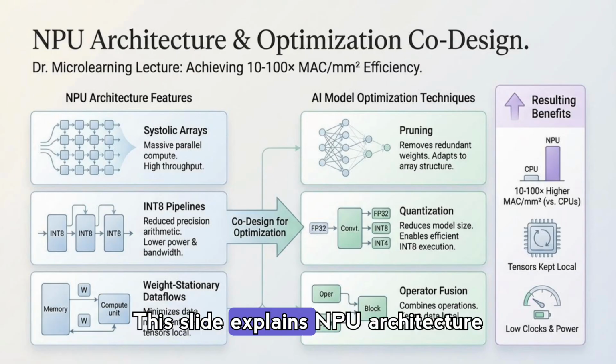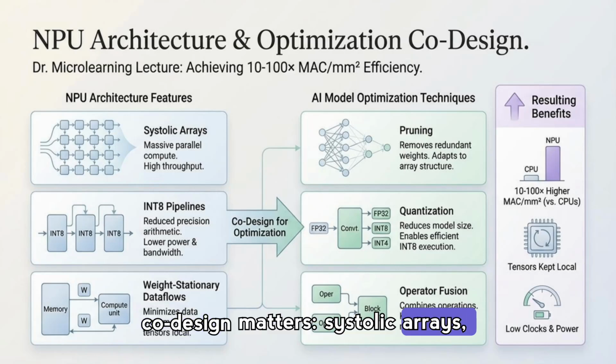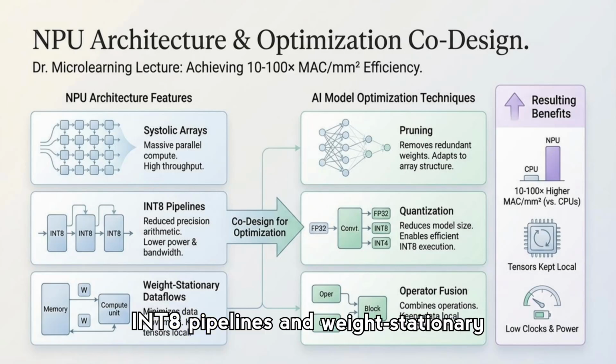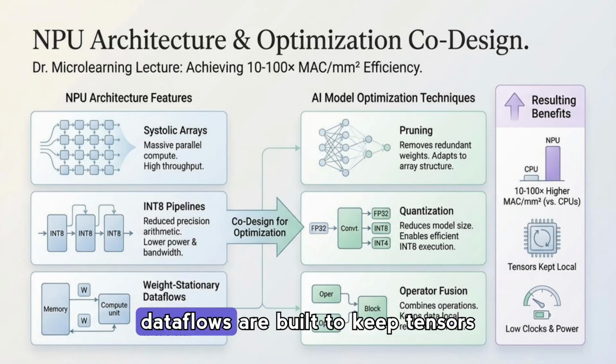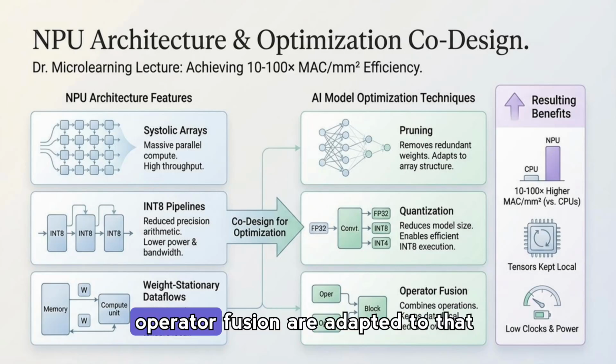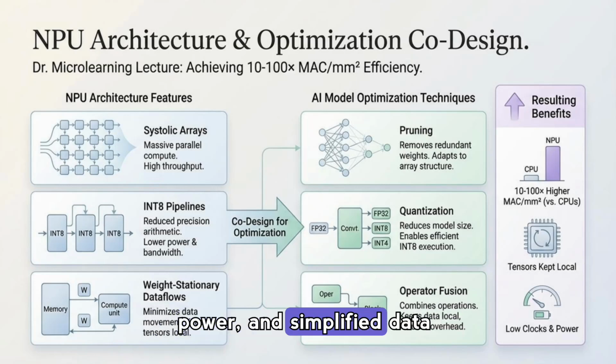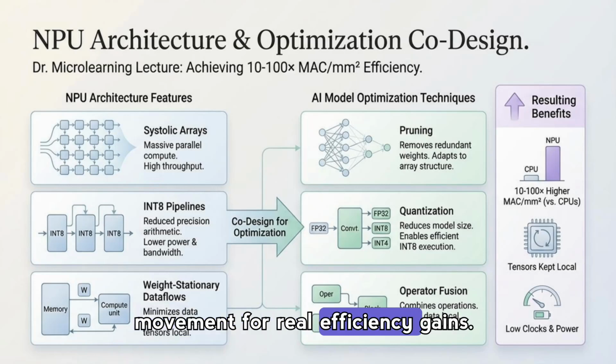This slide explains NPU architecture and why hardware-software co-design matters. Systolic arrays, INT8 pipelines, and weight stationary data flows are built to keep tensors local and maximize parallel compute, while model techniques like pruning, quantization, and operator fusion are adapted to that structure. Together, they drive much higher MACs per millimeter squared, reduced power, and simplified data movement for real efficiency gains.